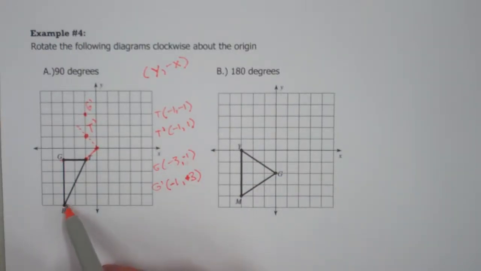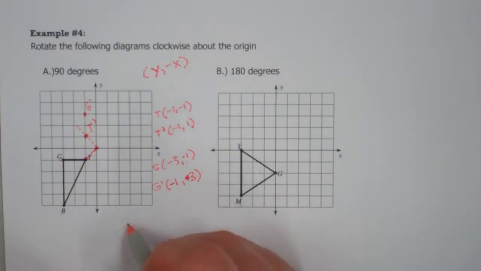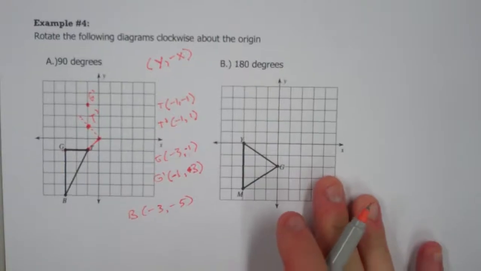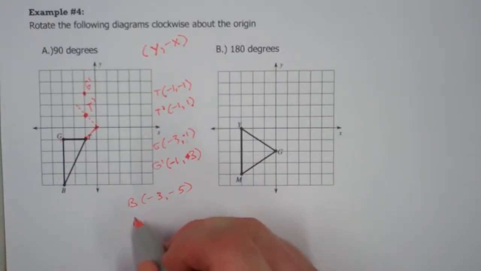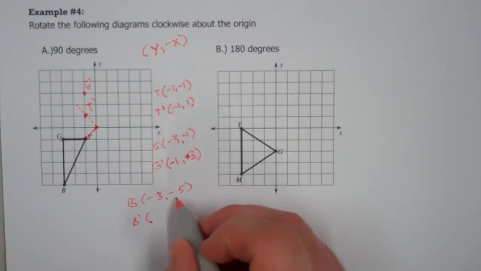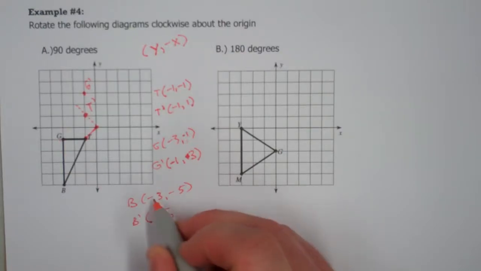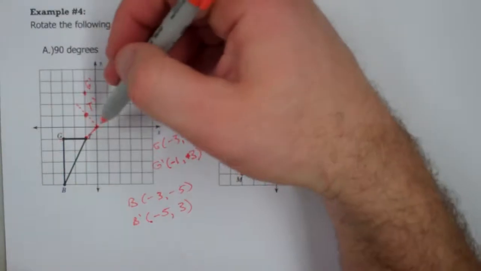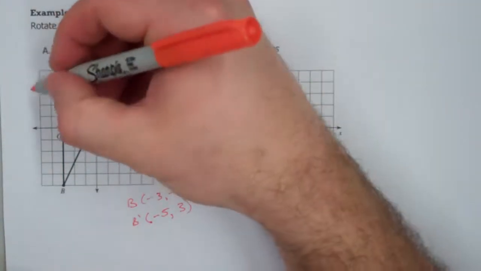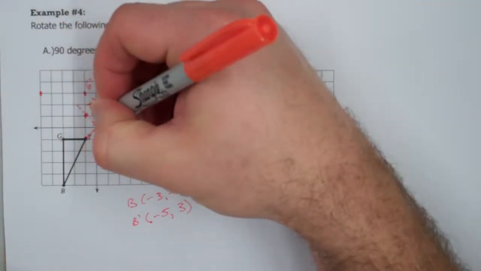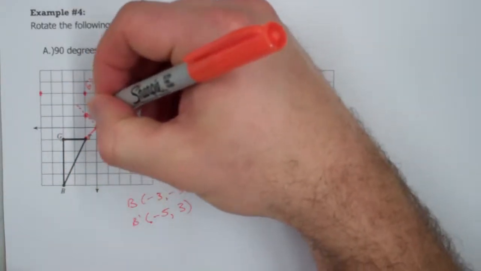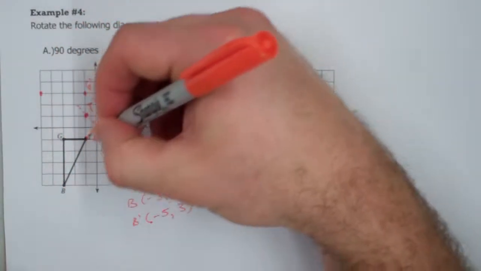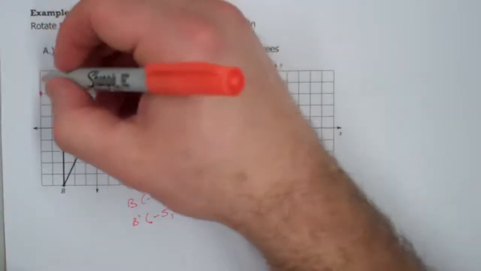Let's try this with B. So B is -3, -5. Alright, so we've got -3, -5. Hopefully I get it right this time. B prime should be: take the y that comes over, and then for the -3, we need to do the opposite of that. So we've got -5 and then 3. If we drew a line between B and B prime, it looks like that would form a right angle, and the distance also looks pretty good.